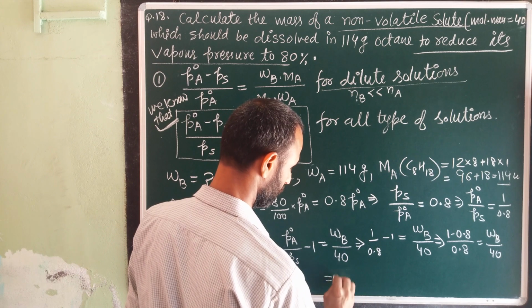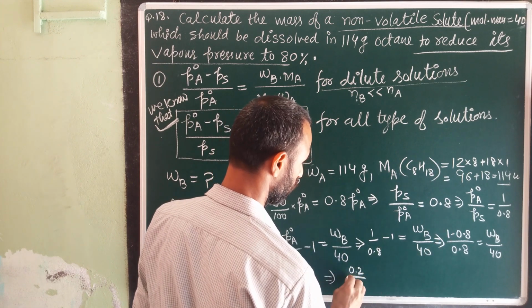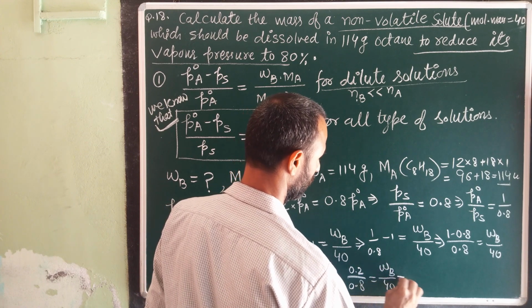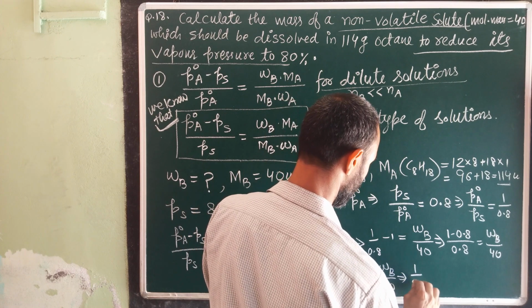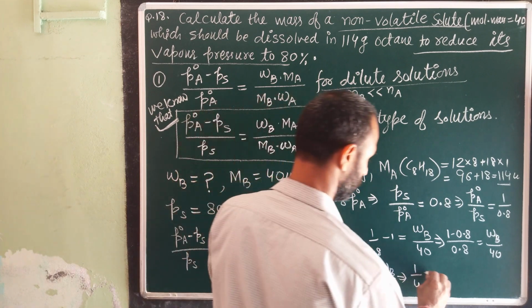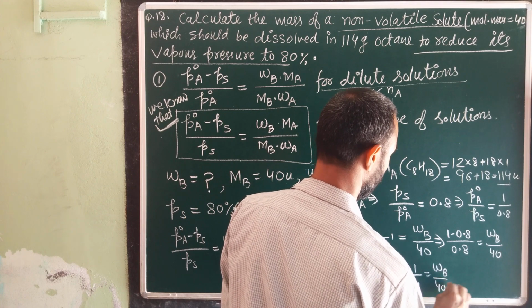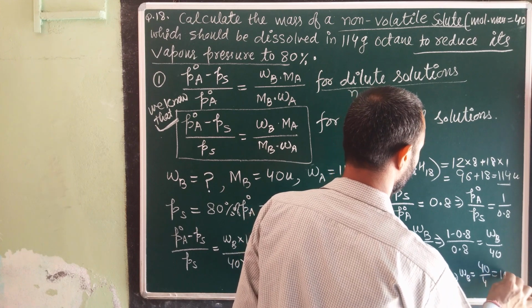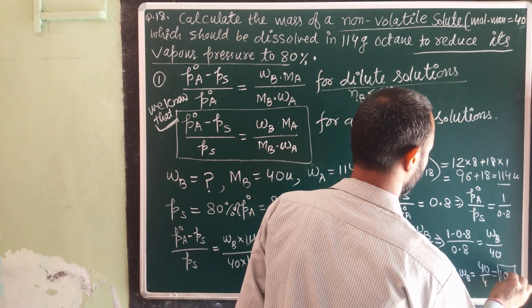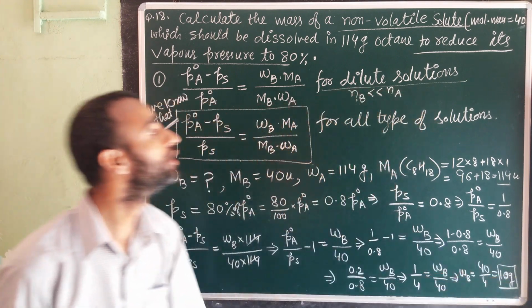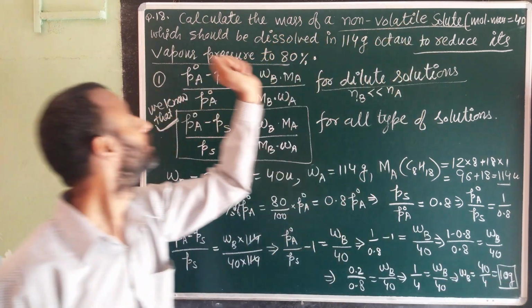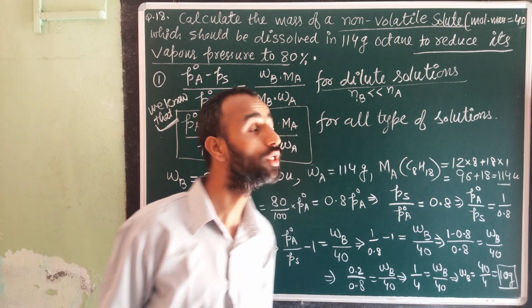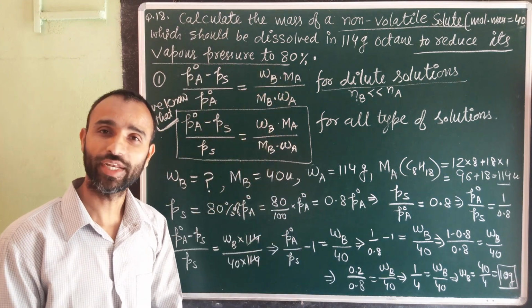So it becomes 0.2 over 0.8 equal to WB by 40. So it is actually 1 by 4 equal to WB by 40. So WB equals 40 by 4, which is 10 gram. So 10 gram of non-volatile solute should be dissolved in 114 gram of octane to reduce its vapor pressure to 80%.